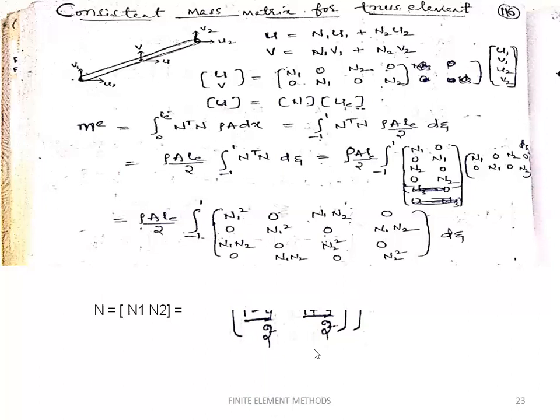Now we need to substitute n1 equal to 1 minus zeta by 2 and n2 equal to 1 plus zeta by 2 into the above matrix. Then we need to do the integration with respect to d zeta and put down the limits as -1 to 1. Therefore, let us see how to do the integration.